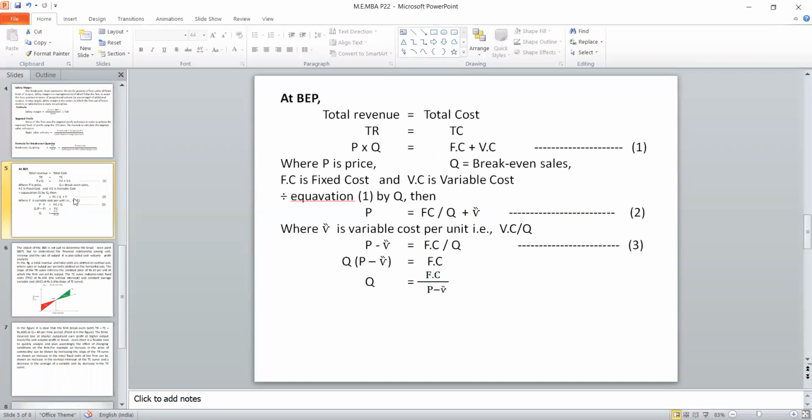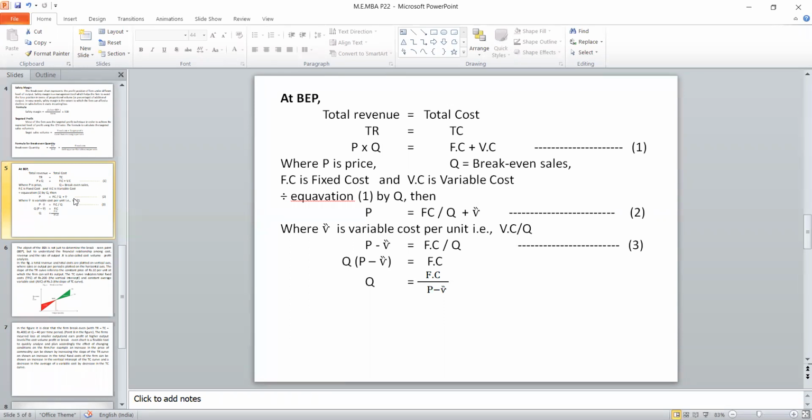What is TR? Total revenue is nothing but the price multiplied by the quantity. That is the sales value. This is the revenue side. Coming to the cost side, add the fixed cost with the variable cost incurred, FC plus VC. Here P is the price, Q is the break-even sales, FC is fixed cost, and VC is variable cost. Now P into Q equals FC plus VC is equation 1.